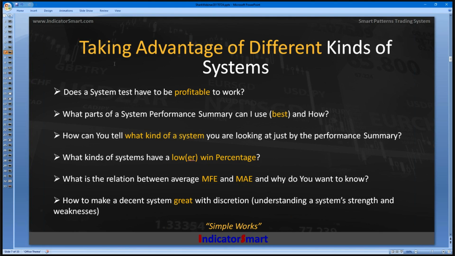So I'm going to show you a couple of things that you can look for on a performance summary that can help you to identify whether or not a performance summary can be useful to you, even though the performance might be kind of lousy, at least on the performance summary itself. And I'm going to show you how you do that and how that fits into a bigger picture. What parts of a system performance summary can I best use and how?